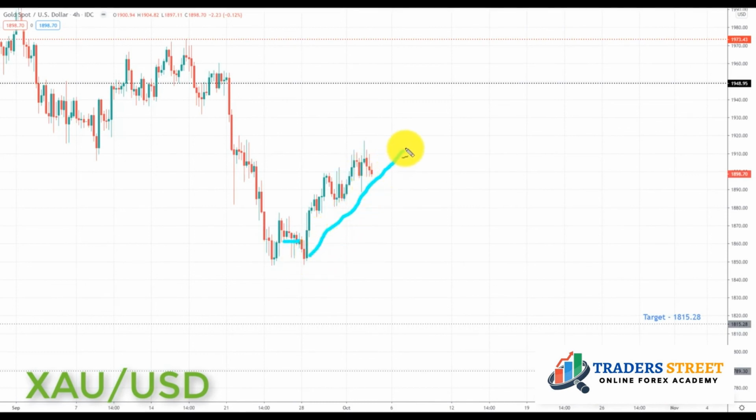Any break to the downside, if we could come down and break the 1890, this would be a great opportunity to start to look for short positions in this market. And we're going to be looking at initiating shorts down towards the next key of support to the downside and the target set at the 1815.28.